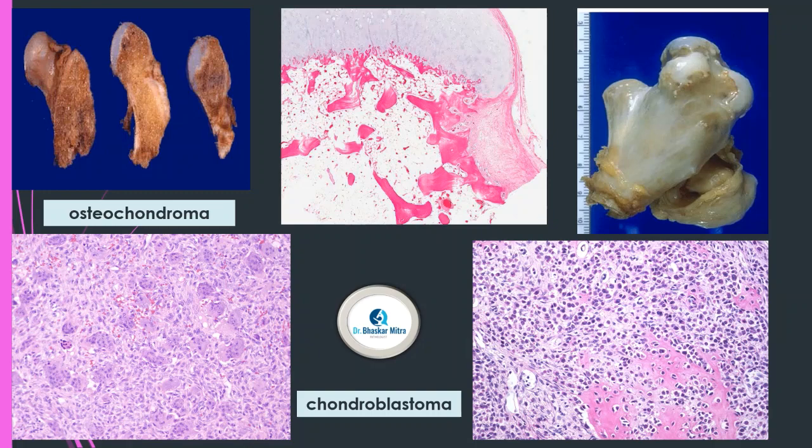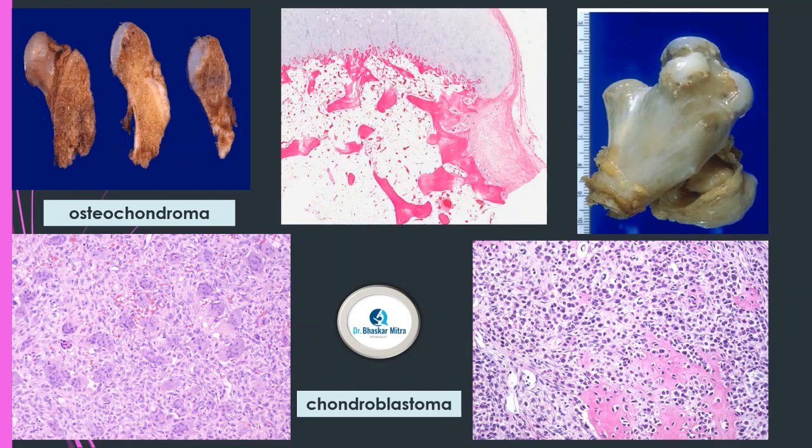Now this is the osteochondroma. Typically we see grossly this is the exostosis, the cartilaginous part. This picture shows that beautiful cartilage above, followed by the hematopoietic bone marrow material. This is the morphology of the gross specimen.